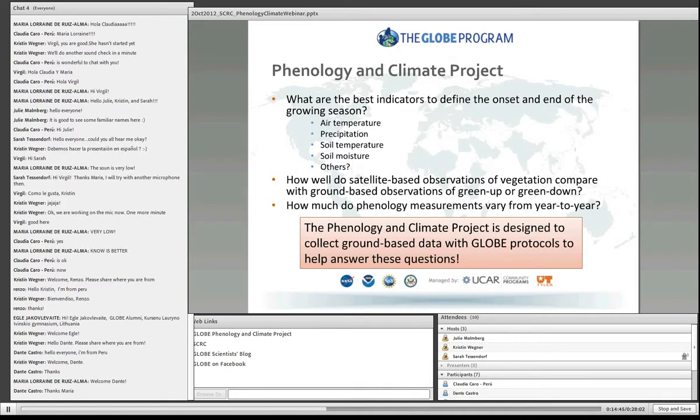How well do satellite-based observations of vegetation, such as the NDVI, that vegetation index that we looked at earlier, how does that satellite measurement compare with the ground-based observations of green up or green down that we measure in GLOBE? And how much do the phenology measurements vary from year to year? Are there any trends happening for schools that have a long history of phenology measurements? What kind of trends do we see? And we looked at that for 3 schools earlier, and we were seeing trends that budburst is happening earlier and earlier. So the Phenology and Climate Project is designed to collect ground-based data with GLOBE protocols to help answer these questions. And we encourage your participation in this project.